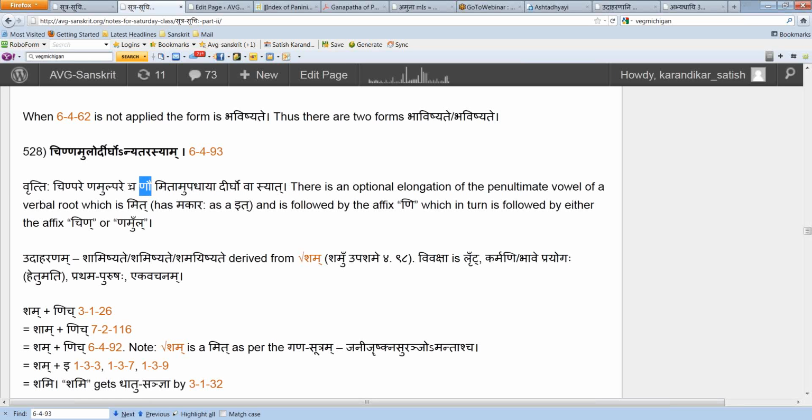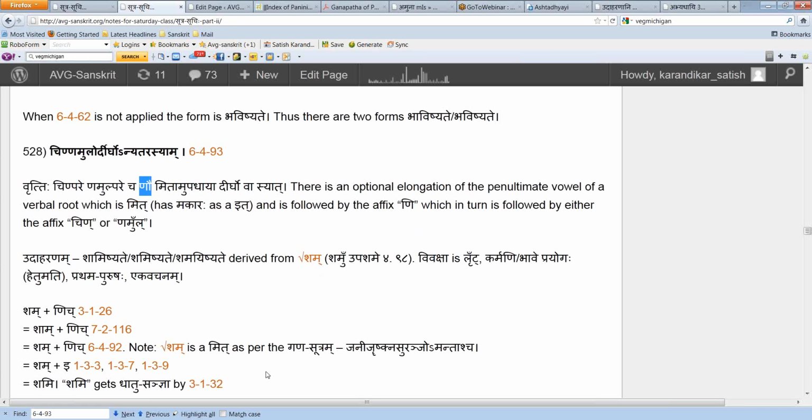So let's look at the sutram. Chinnamulo dirghonyatarasyam says chin pare, which is fine, and namul pare, which you don't need right now. Now, mitam upadhayaha dirgho vasyat. So still this ni. So optional elongation of the penultimate vowel, which is a mit, and is followed by ni, which in turn is followed by either chin or namul. So that is this 6.4.93. So we only get the optionality of agami and agami, but that is only when the ni affix is there.